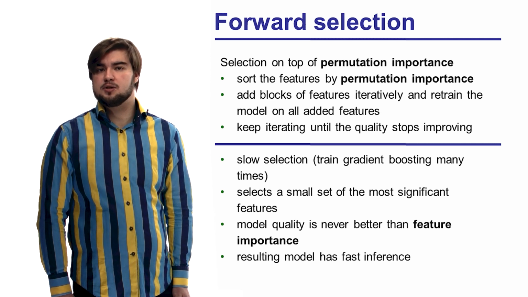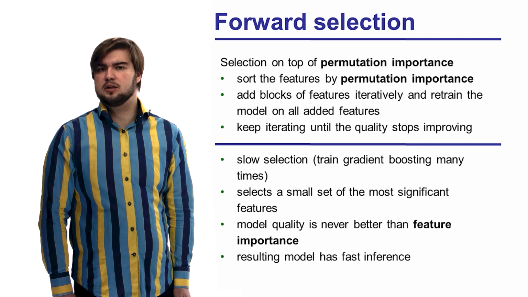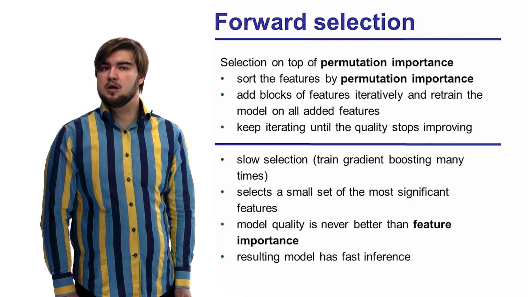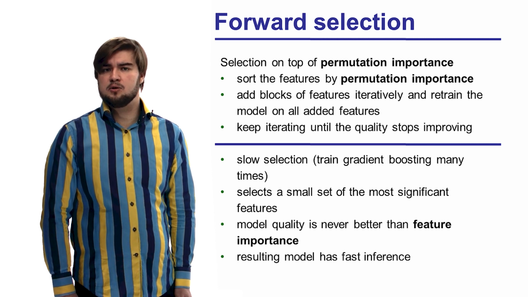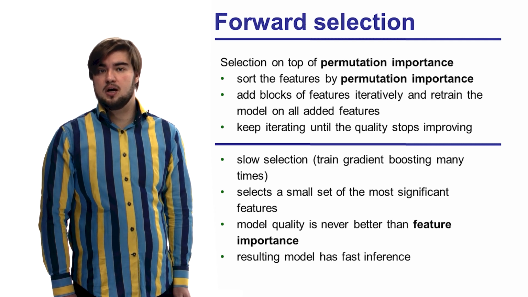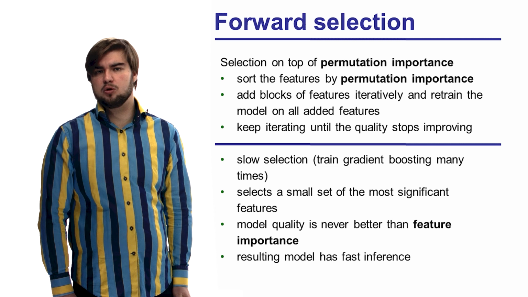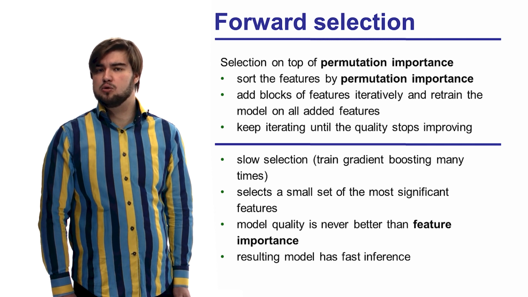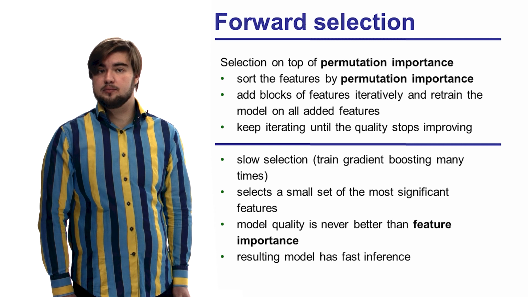Such selection is rather slow, as we need to train gradient boosting several times. However, this method allows us to select a small subset of the most significant features. Unfortunately, the resulting model quality is never better than after applying the feature importance method, but it might be extremely useful if we are aiming at a model with a fast inference.